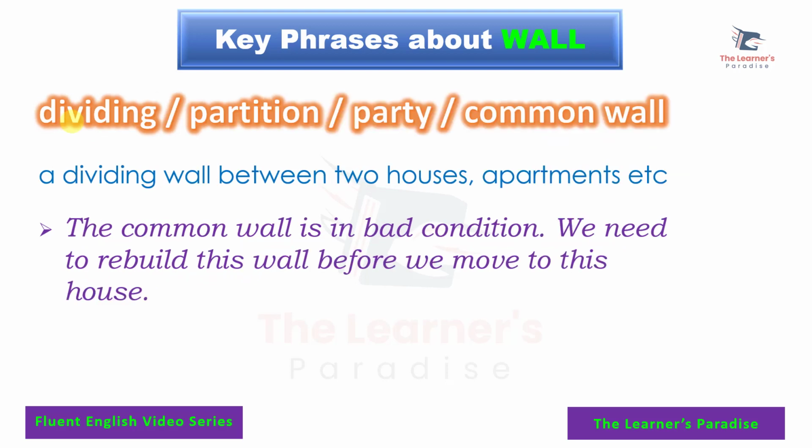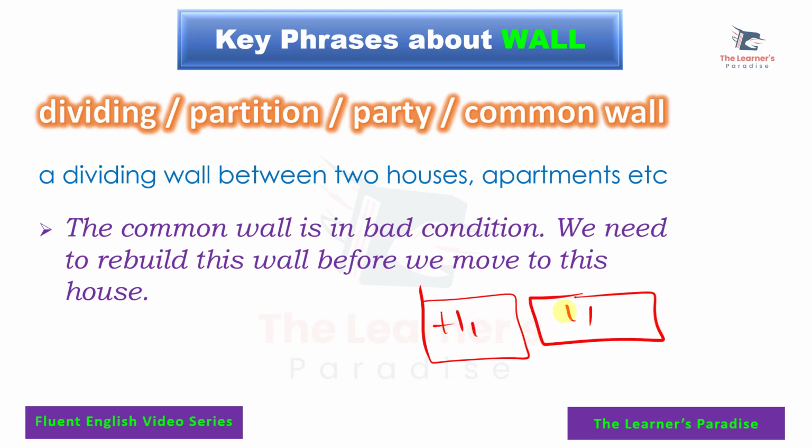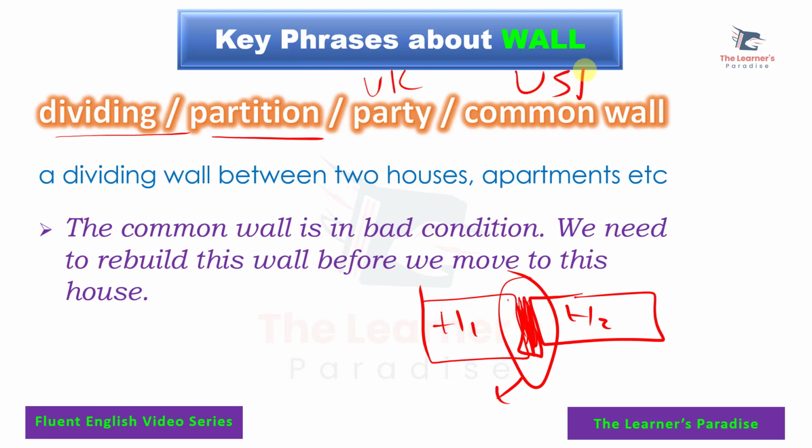Next we have a dividing wall or a partition wall or a party wall or common wall. It is a dividing wall between two houses or between two apartments. For example, this is house 1 and we have a house 2 here, right? They share this common wall. You can call it dividing wall or partition wall or party wall or common wall. It makes these two houses separate. In UK we call it party wall. In USA we call it common wall.